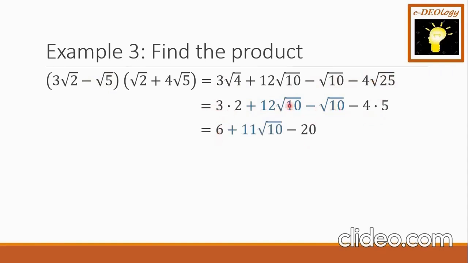Then for these two terms, they are like terms. They have the same radicals, same index, and also same radicand. So we can combine them. We will only combine the numerical coefficient. So this is positive 12, and this is negative 1. So it becomes positive 11, and then copy the same radical, square root of 10. Then minus the product of 4 times 5 is 20. And in here, we can combine the 6 and the negative 20 to be negative 14. Then we will copy this radical down here, plus 11, square root of 10. So this is our final answer.